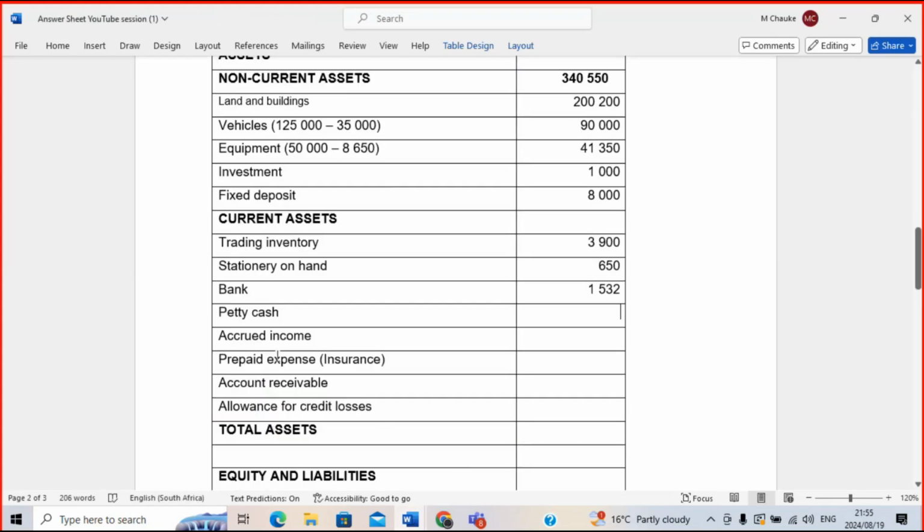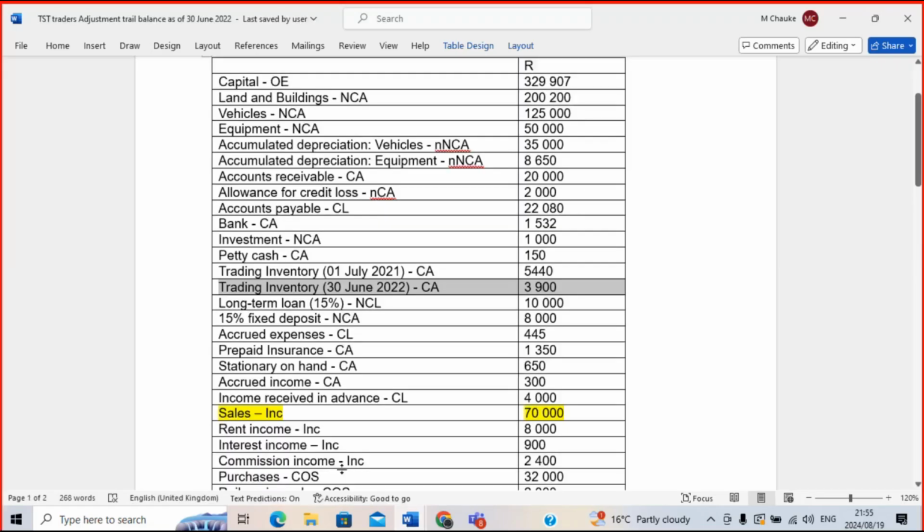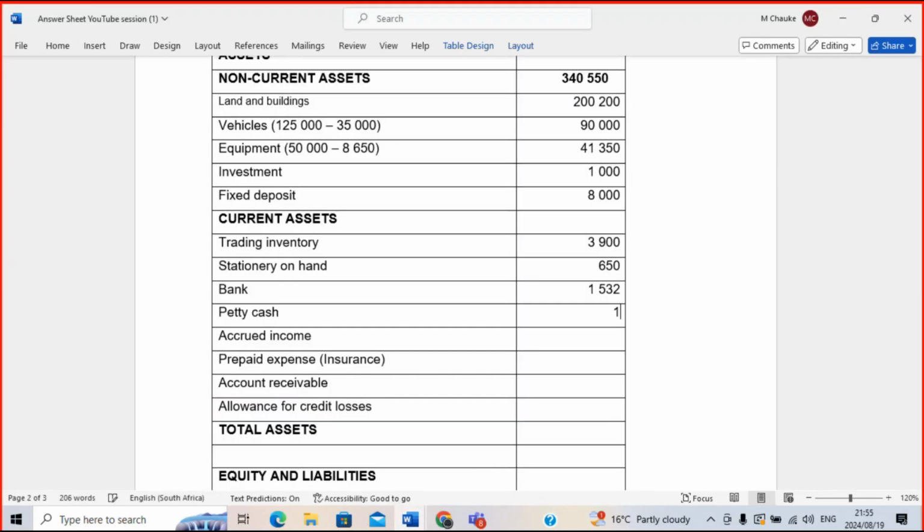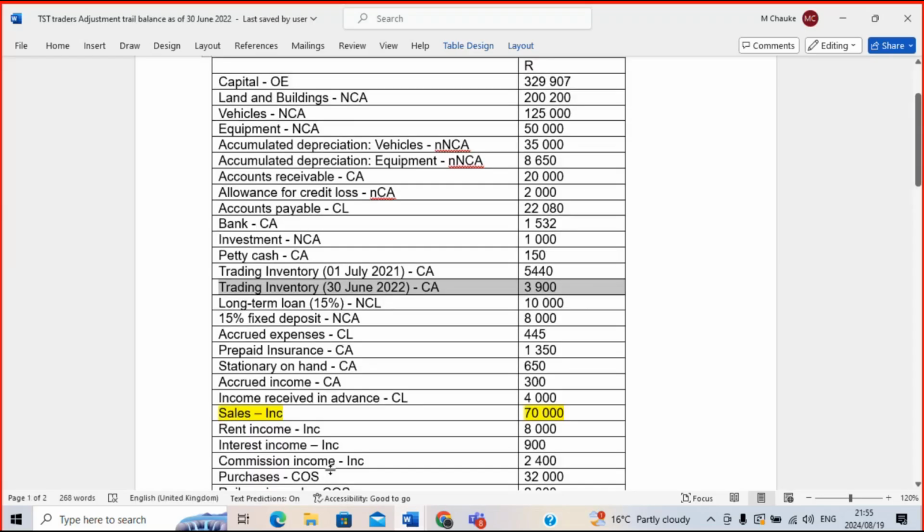It is the petty cash. How much is our petty cash? Let's go and check it there. Our petty cash is 150. And then how much is our accrued income? Accrued income is 300.